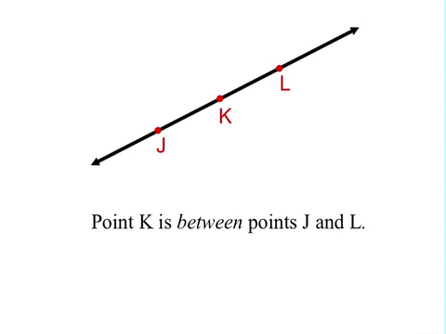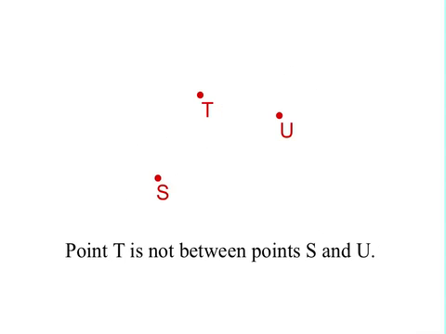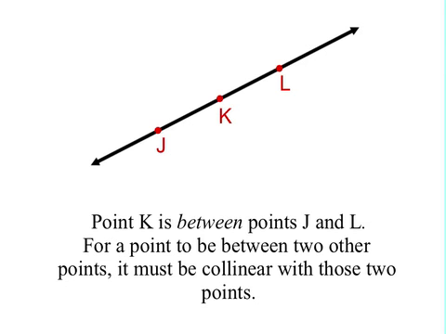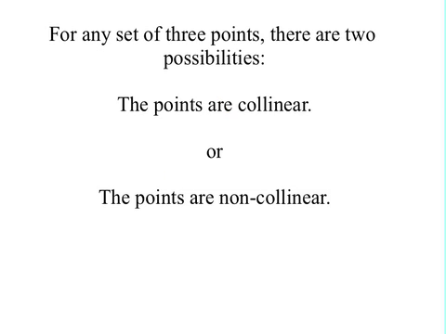For our collinear points, we say that point K is between points J and L. For our non-collinear points, we're not able to say that point T is between points S and U. For a point to be between 2 other points, it must be collinear with those 2 points. For any set of 3 points, there are 2 possibilities. The points are collinear, or the points are non-collinear.